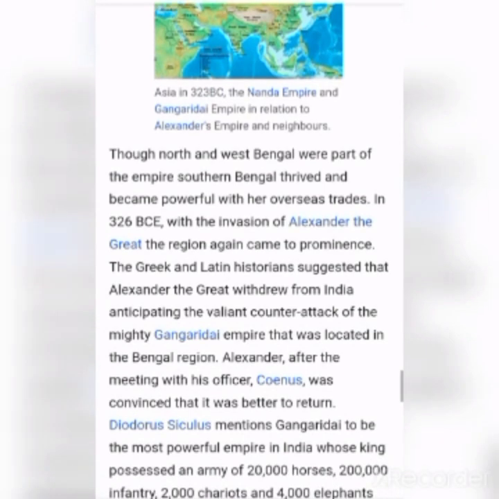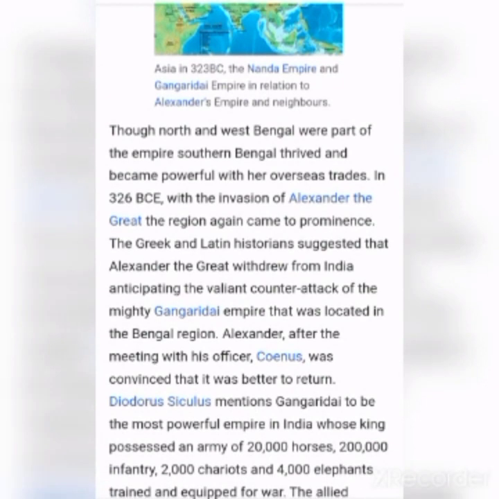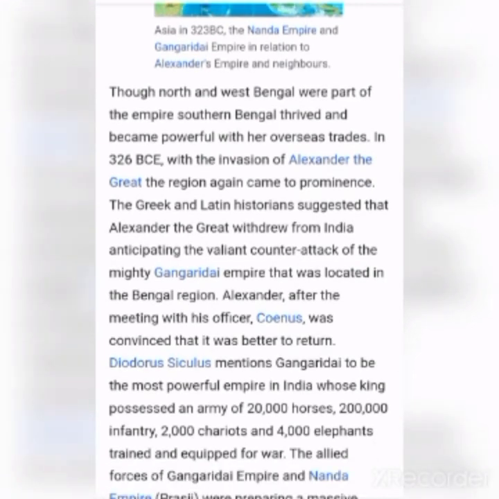In India, anticipating the violent counter-attack of the mighty Gangaridai Empire that was located in the Bengal region, Alexander, after the meeting with his officer Coenus, was convinced that it was better to return.